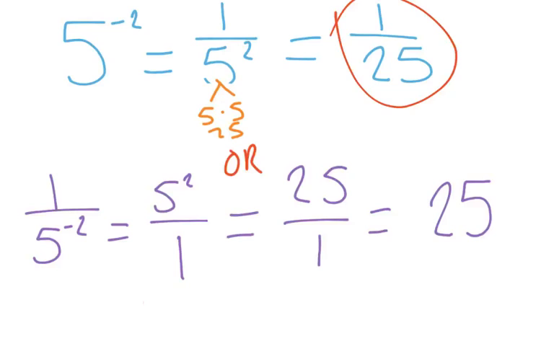In this other example, the exponent is negative and jumping the fraction line, multiplying 5 twice again, which then becomes 25 over 1, which is equal to 25.